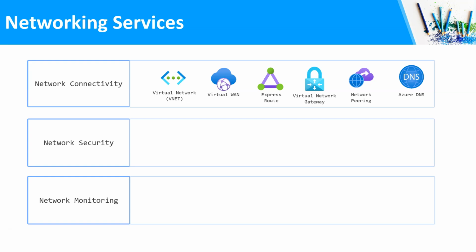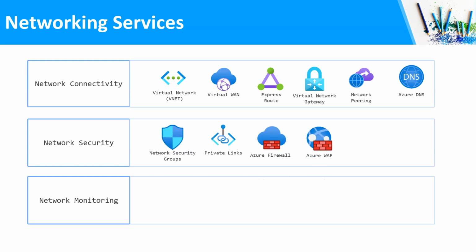Under network security, we have network security groups, private links, and Azure firewalls to secure Azure resources from threats. To enhance traceability, monitoring, and alerting, we can use Azure Monitor, Azure Network Watcher, and so on. These are all the core services, but Azure offers even more services under the networking category.